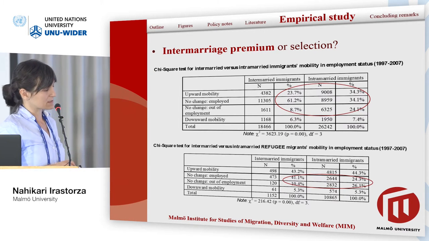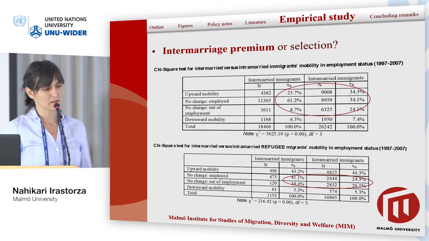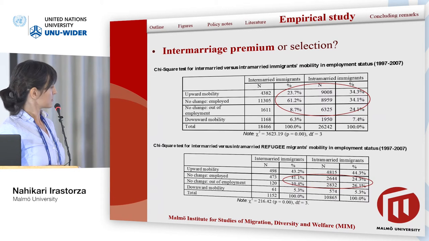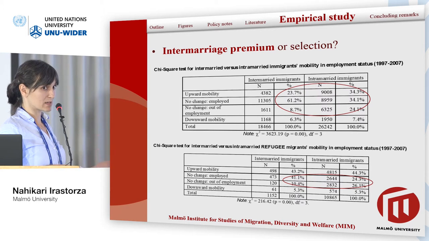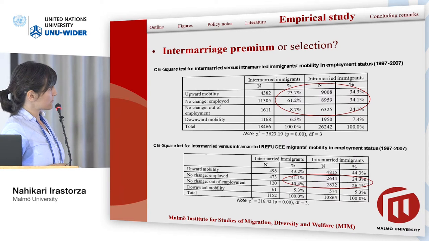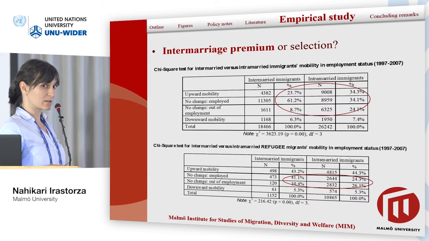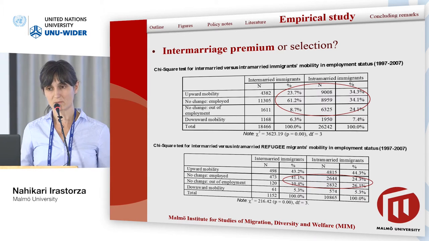This table is a little bit more complicated, but it shows the mobility in employment situation between 1997 and 2007, and we have four categories. The first one shows upward mobility, from non-employment to employment. The second one shows the percentage of those who remained employed. The fourth one shows the number of those who stayed out of employment, and the last row shows the number of those who lost their employment. The numbers are slightly more favorable for intermarried immigrants, and the differences are significant, but not so visible. Interestingly, it is more obvious for refugees. There was higher mobility in employment for refugees than for the rest of immigrants.